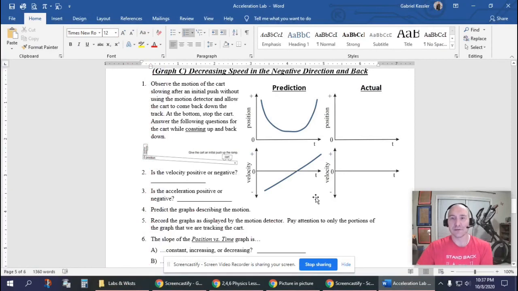All right. So these are our three graphs. This is what we should expect to see when we do each one of these.